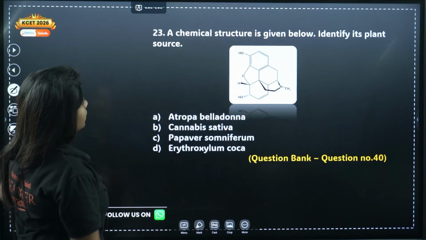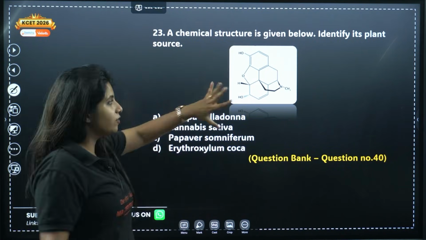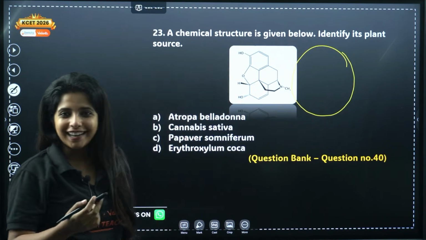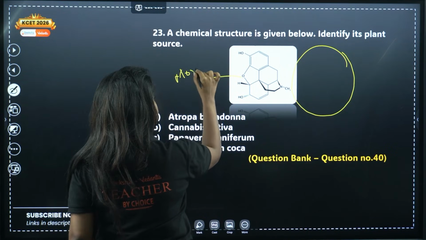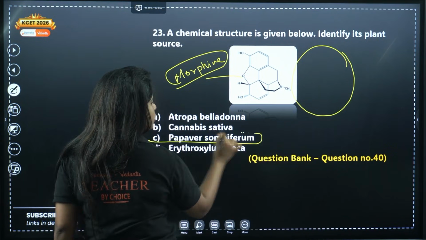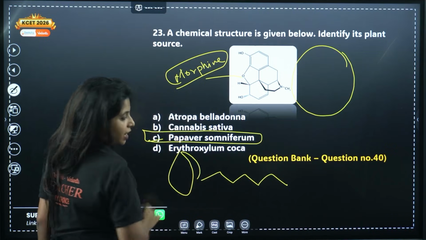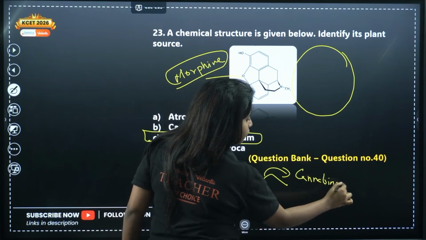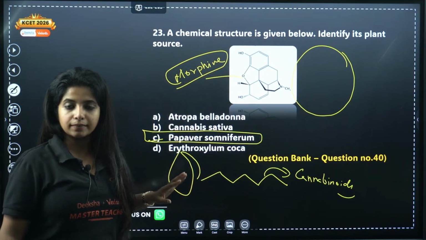Cool. A chemical structure is given below. Identify its plant source. What is this structure? Now, I'll always tell you, this looks like an O, that means it's an opioid. Which is the opioid that we know? It is morphine. It is actually the structure of morphine. So we have two opioids, morphine and heroin, but first morphine. You get this from Papaver somniferum. If at all, my dear children, you see something like this in the structure, it is none other than a cannabinoid. So there are two pictures given. One is this O-shaped structure, which is opioids, and one is cannabinoids. Remember it.